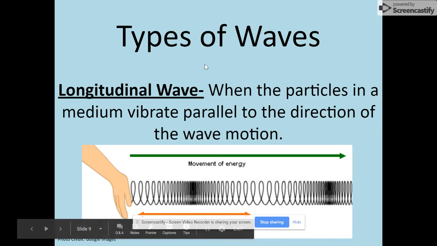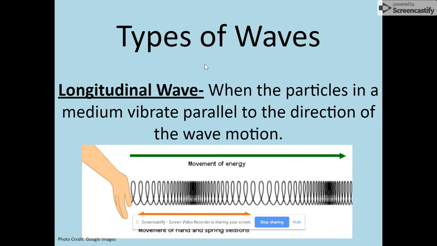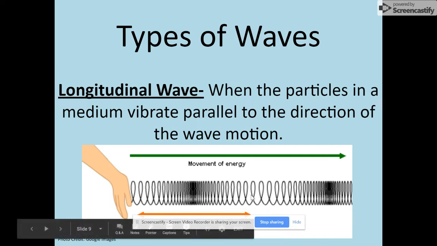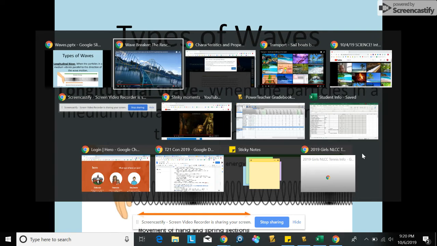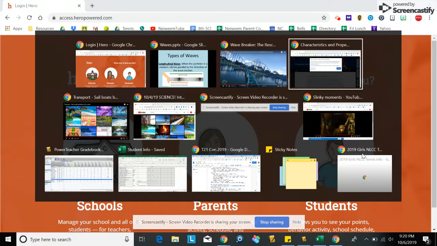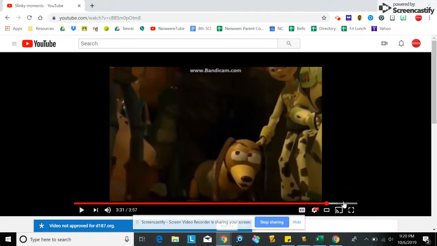Longitudinal wave, you can see the picture kind of looks like a slinky. The longitudinal wave is when the particles move parallel to the direction of the wave motion. So our wave is kind of going back and forth, and our wave is going all the way forward. And so that is, like I said, like a slinky. So let's get some help from a little guest speaker here. The slinky dog.